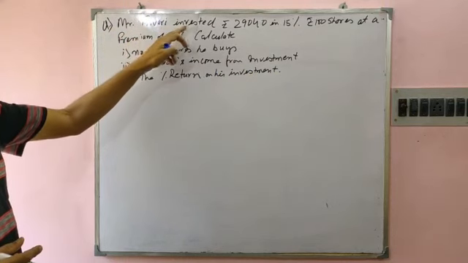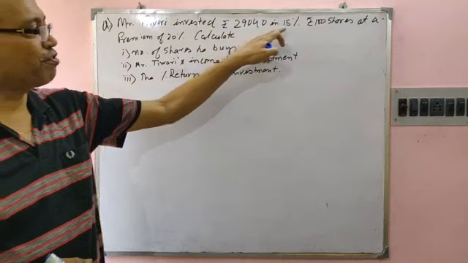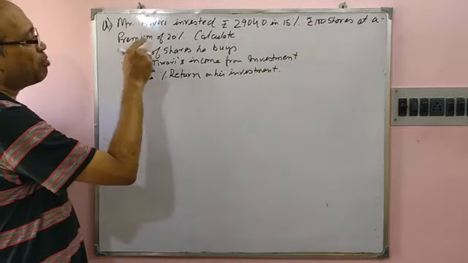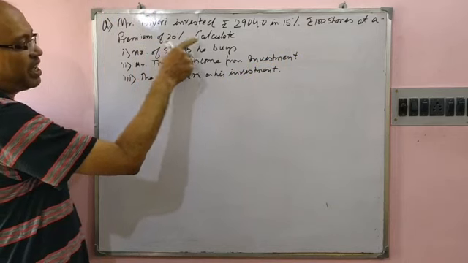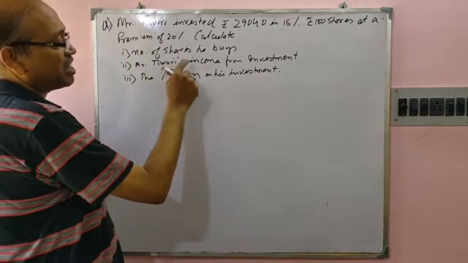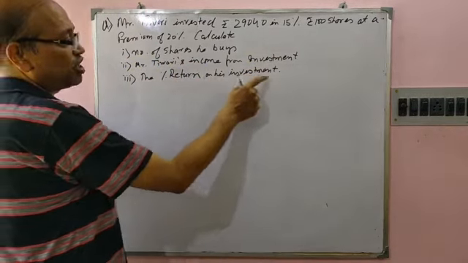The next sum. Mr. Tiwari invested rupees 29040 in 15% rupees 100 shares at a premium of 20%. Calculate number of shares he buys, Mr. Tiwari's income from investment and percentage return on his investment.